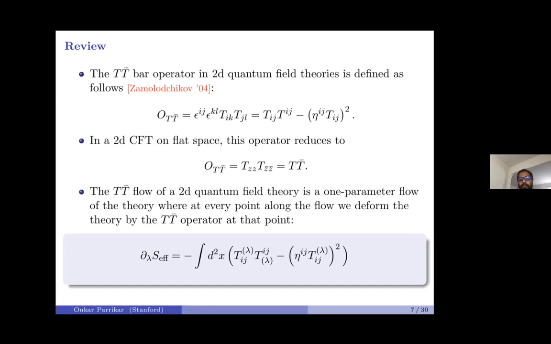Okay, so for example, you can define the flow by writing an equation like this, where if the flow parameter is denoted by lambda, then d by d lambda of the action of the theory is written in terms of the T-Tbar operator. But note that I put a subscript lambda on the stress tensor here. That's supposed to indicate that at parameter lambda, the operator that we deform by is the T-Tbar operator constructed from the stress tensor of the theory at the value lambda. Okay, so that's how the T-Tbar flow is defined.